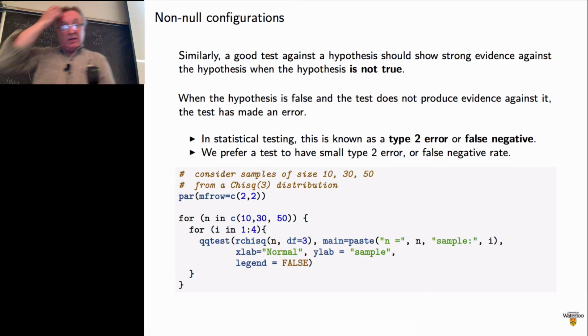Okay, so in the non-null, we're going to look at things that are, when it's not null, we'd like to reject it all the time, and we worry about when we don't reject it very often.